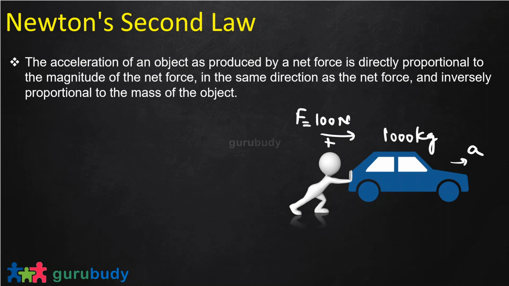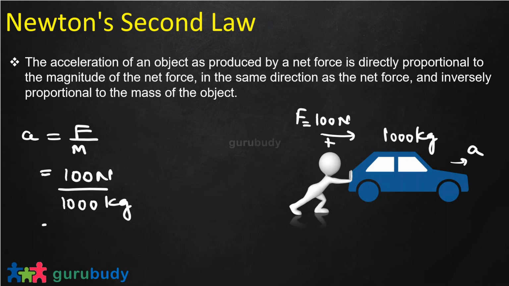Now we want to calculate the acceleration A. Based on our previous discussion, we know acceleration is equal to force upon mass. We know the force is 100 Newton, and the mass is 1000 kg. So the acceleration is 0.1 Newton per kg.